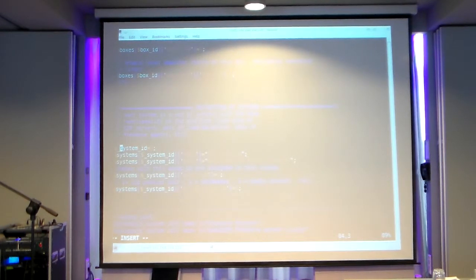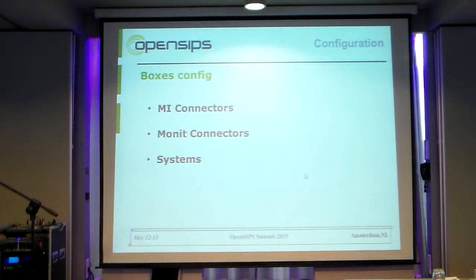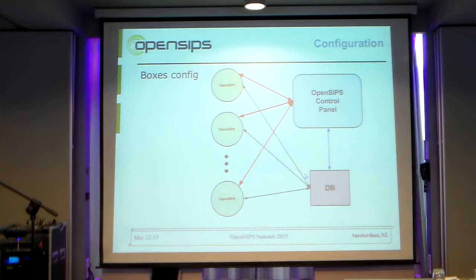A system is actually a set of servers that you can group together if you want to monitor them together. So, for example, let's say you have two instances with OpenSIPS. I have a slide in my presentation. So, imagine you have a scenario like this. You have 3 boxes with OpenSIPS that share the same database, and you do provisioning using the control panel.